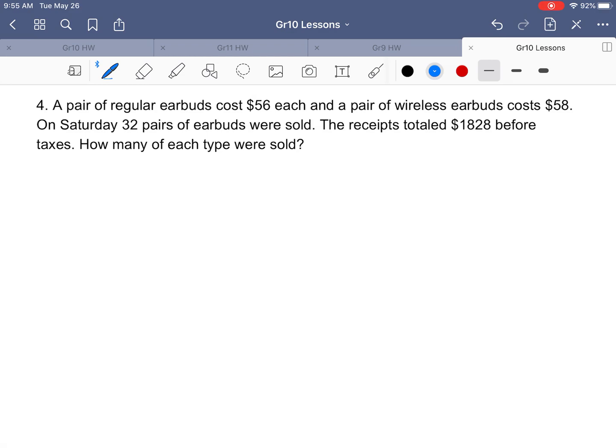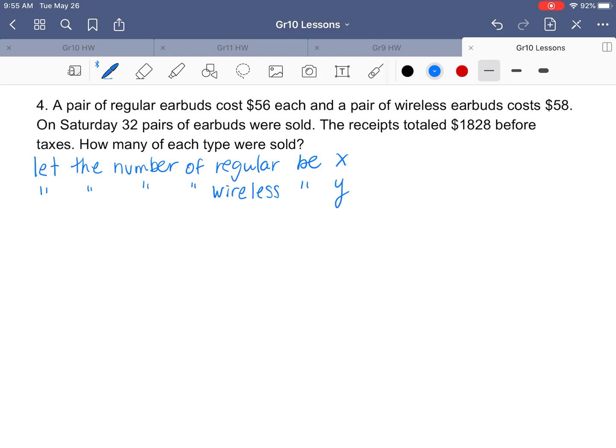We need to start off by doing our let statements. Our let statements state what our variables are going to represent. Let the number of regular be X. Let the number of wireless be Y. I'm using those two little lines to mean same word as above. Feel free to write it all in if you wish.